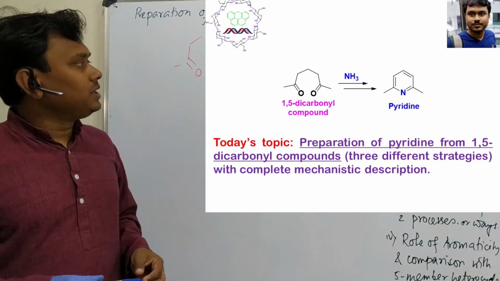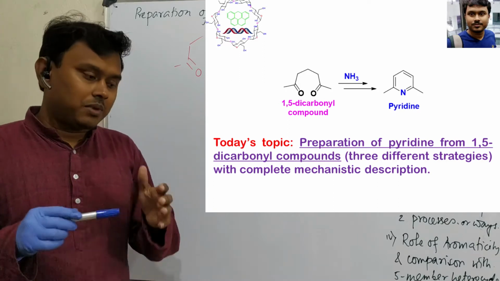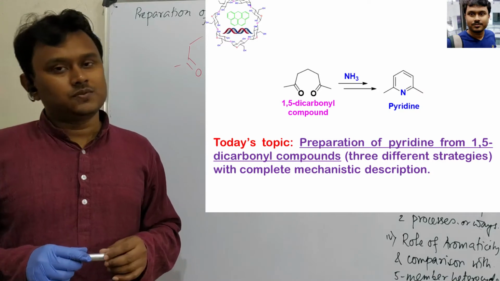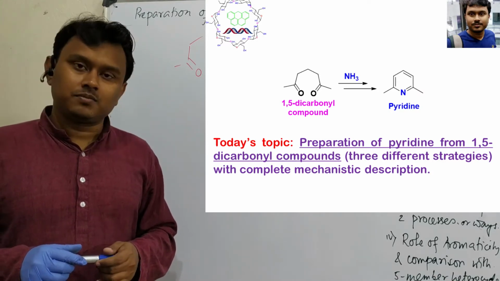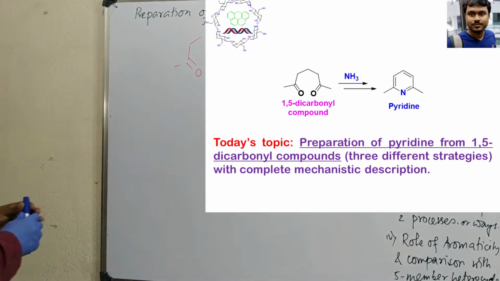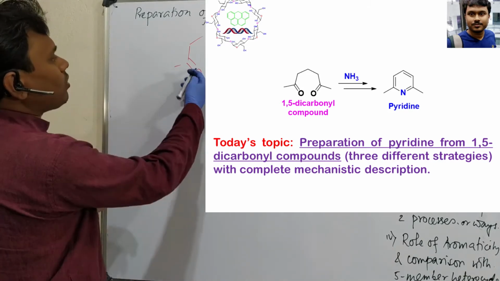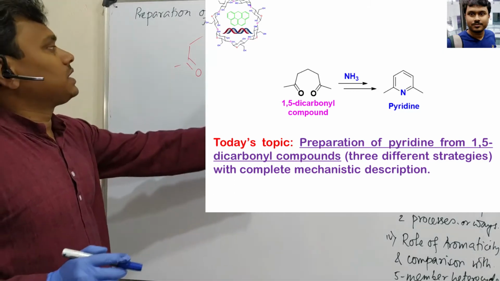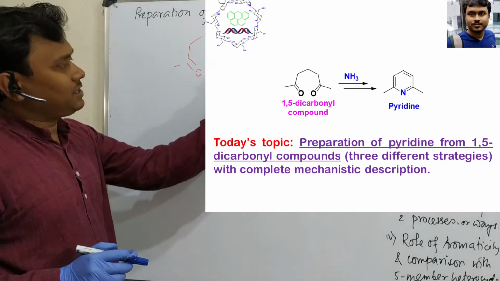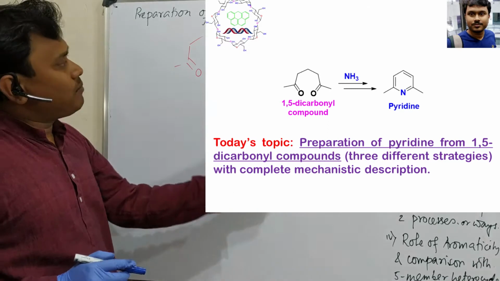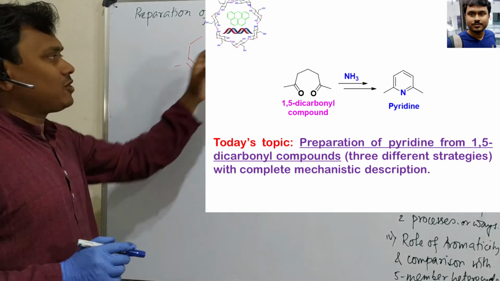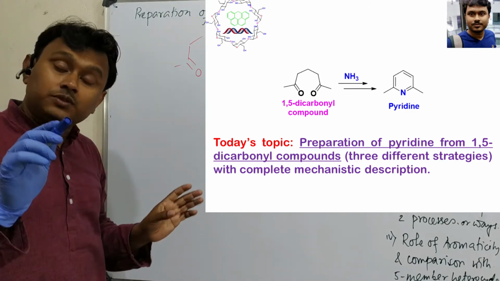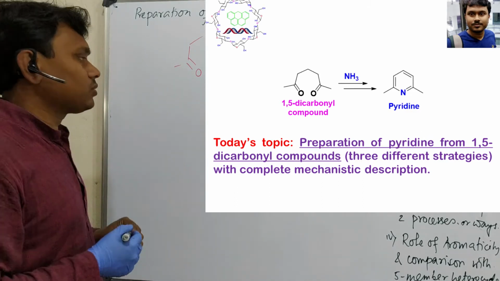Pyridine is a 6-member heterocyclic ring, and by the way, I have uploaded many videos about aromaticity. I suggest you please visit those videos for your better understanding. So let's start. As you can see, this is called a 1,5-dicarbonyl compound. What will we cover in today's lecture? First, the basic concept, retrosynthesis and mechanism for this process, the role of aromaticity because it's an aromatic molecule, and comparison of this preparation with 5-member heterocyclic compounds. So lots of things to be learned.